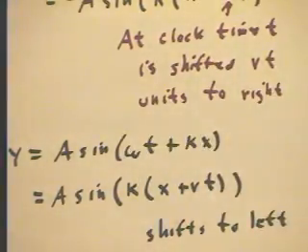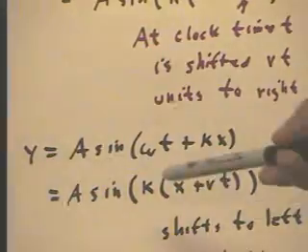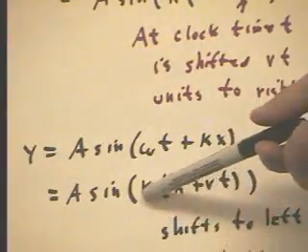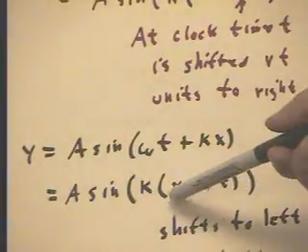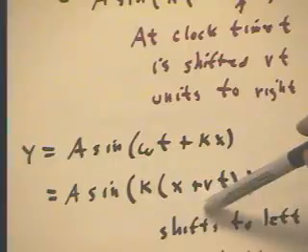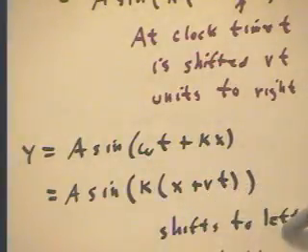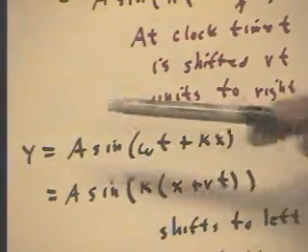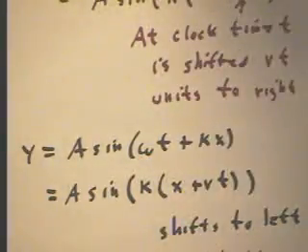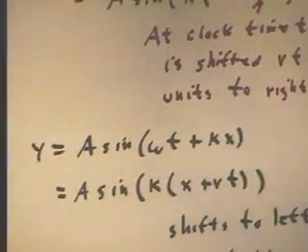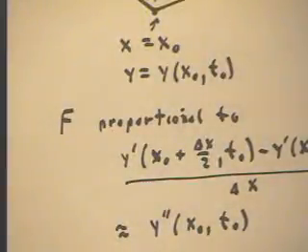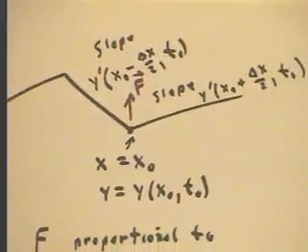Now, if we had A times the sine of omega t plus kx, what would that be? Well, we could write that as A times the sine of the quantity k times the quantity x plus vt. This means that we have x minus a quantity where the quantity is minus vt, shifting to the left by vt. So the wave is moving to the left, and the wave velocity will be negative. In a minute, we'll talk about where the wave equation comes from.